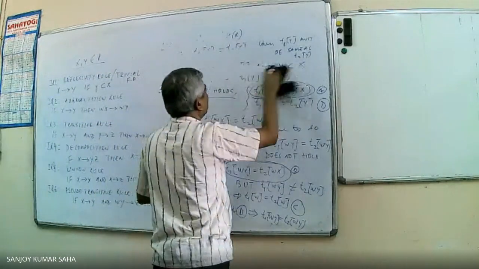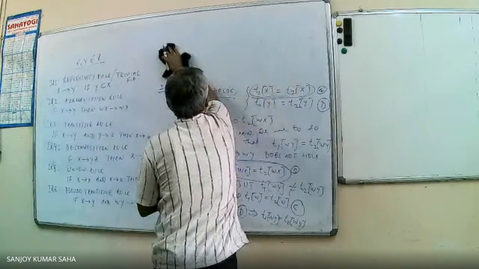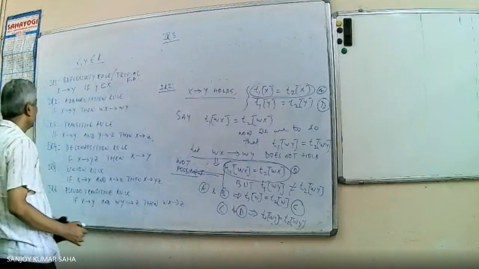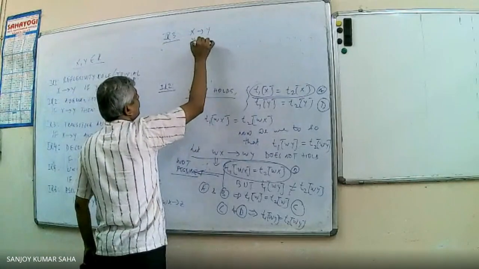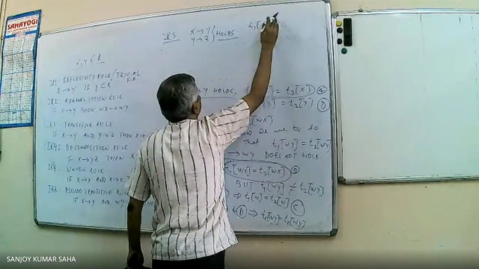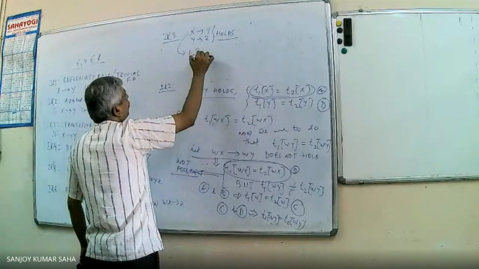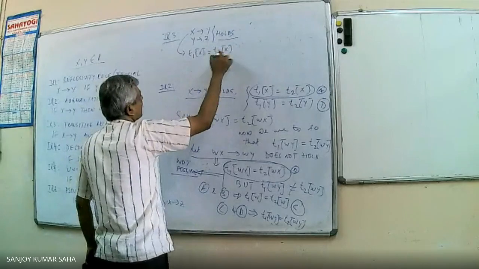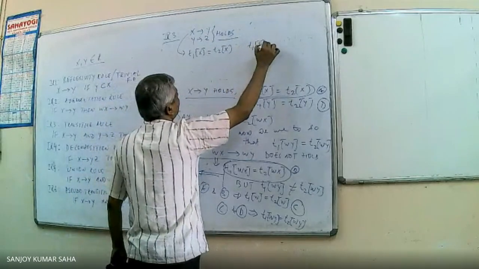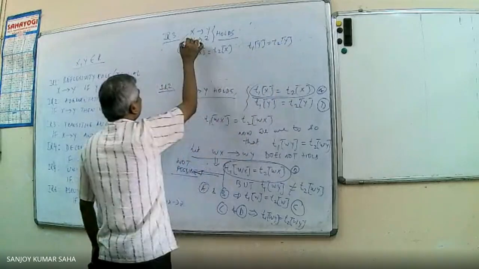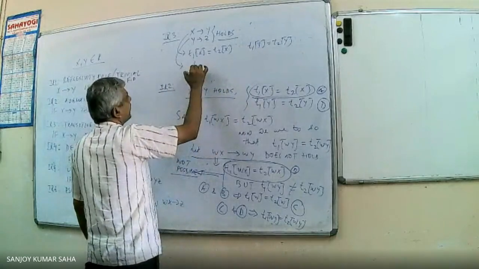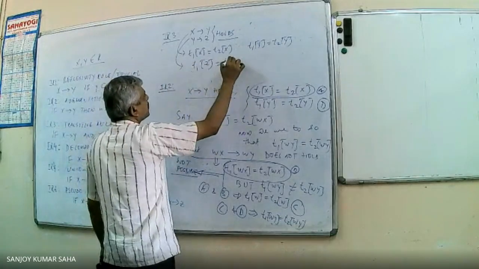Now if we go for IR3, X implies Y, Y implies Z, this holds. So if we have two tuples T1 and T2 such that T1 X equals T2 X, this means T1 Y equals T2 Y. But from here, as Y implies Z holds, if T1 Y equals T2 Y, then T1 Z equals T2 Z.